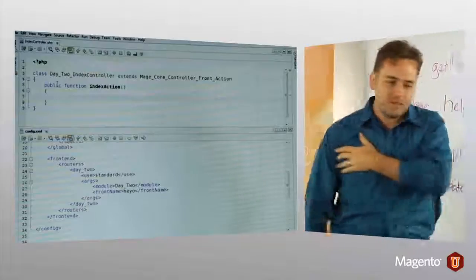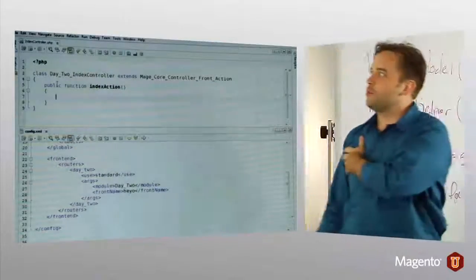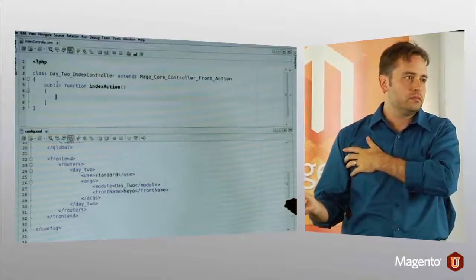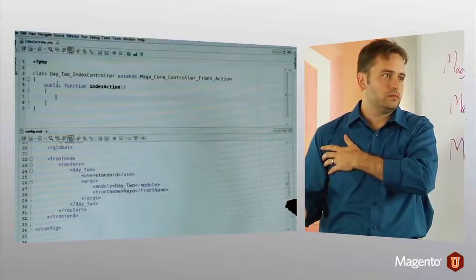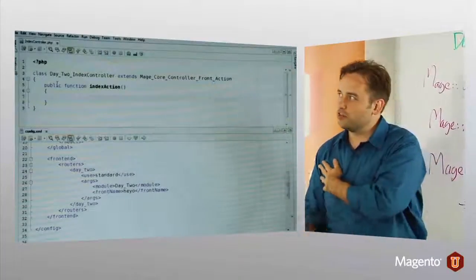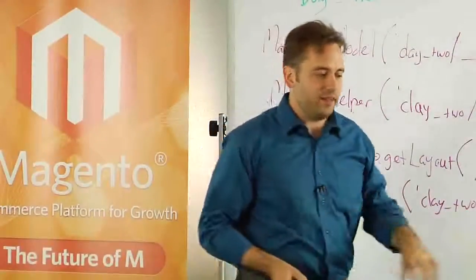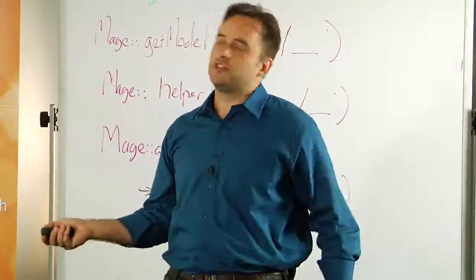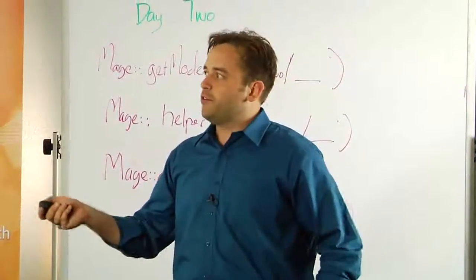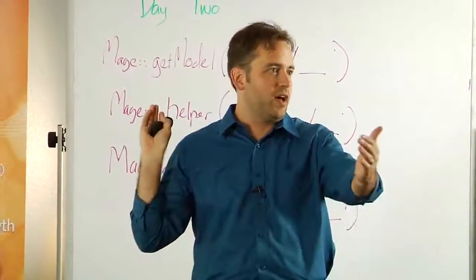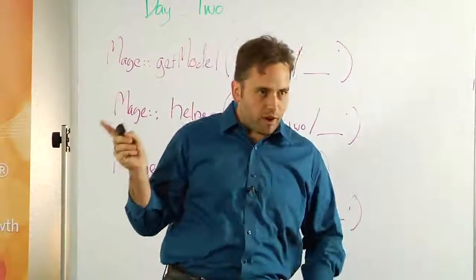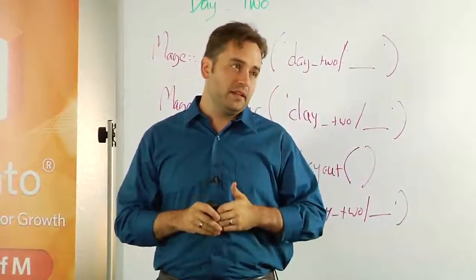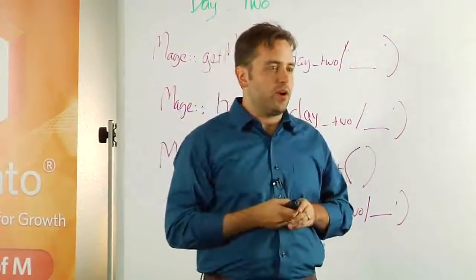All right? So, who can talk me through why this class is named Day2 Index Controller? Right, folder structures, because of where it's located. The autoloader can be a little weird to think about, but it's a nice convention for our models, blocks, and helpers. All we ever have to do is look at their class names, and that gives us a nice path. For the controller files, it's a little different. It's a combination of file system and stuff that Magento does automatically.